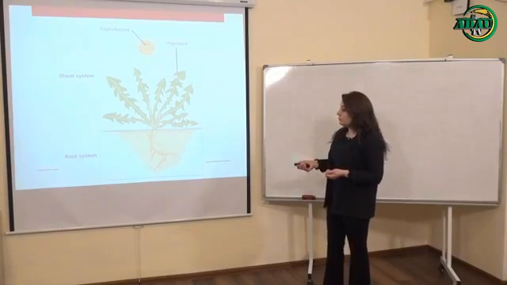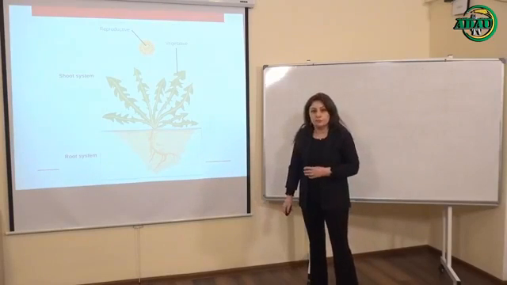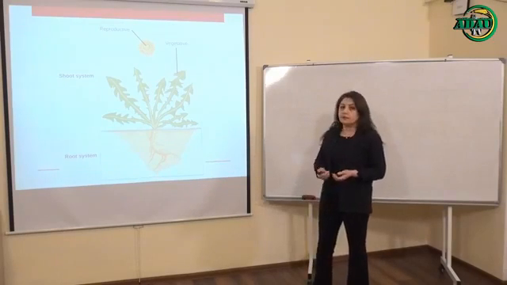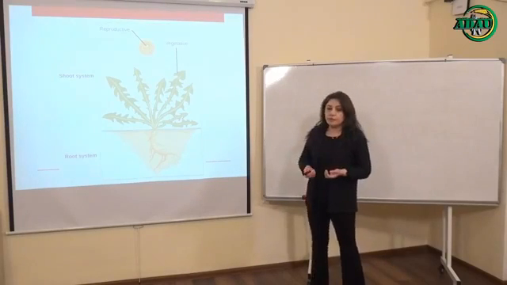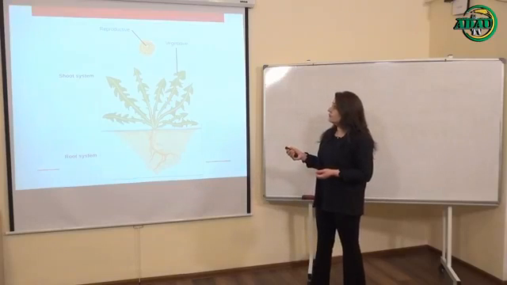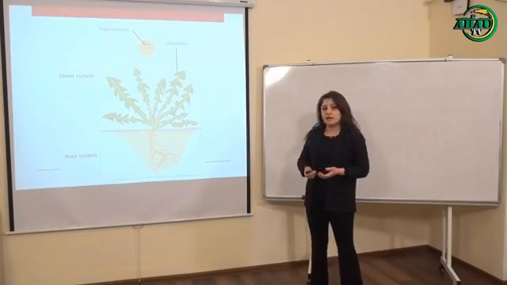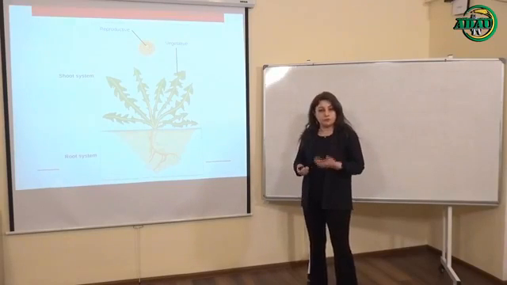Together, roots, stems, and leaves constitute the vegetative organs of plants. They don't take part in the process of reproduction. Flowering plants on attaining maturity produce flowers, fruits, and seeds, and these are the reproductive organs of plants. They serve the plant to reproduce.